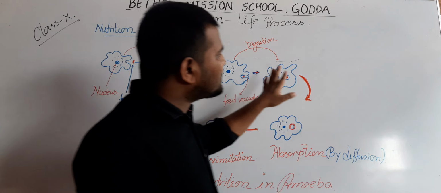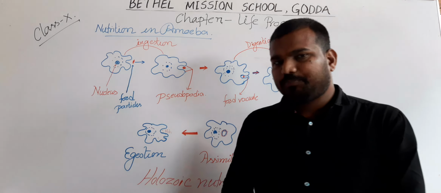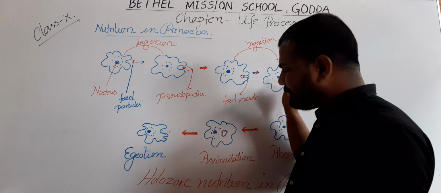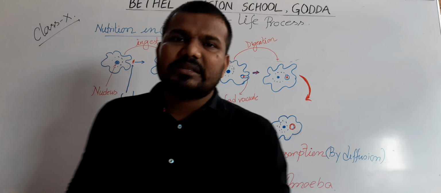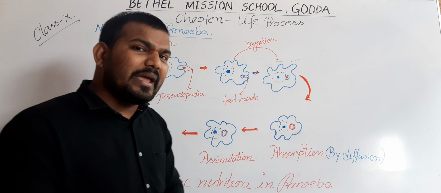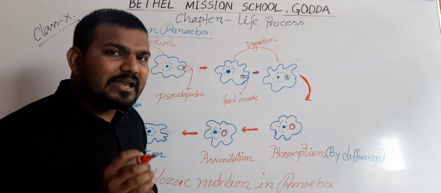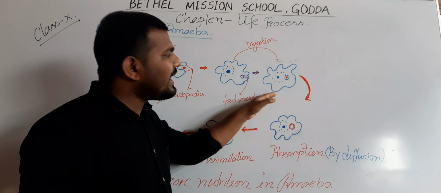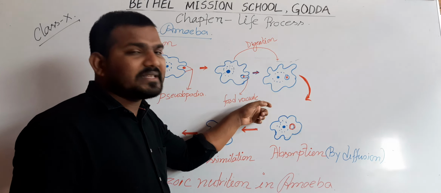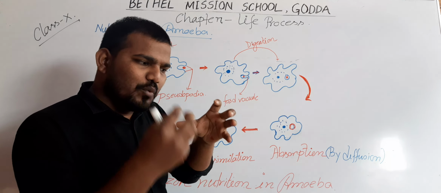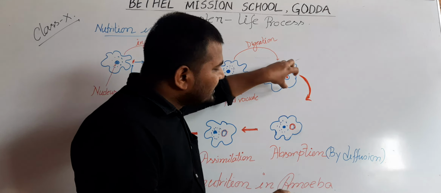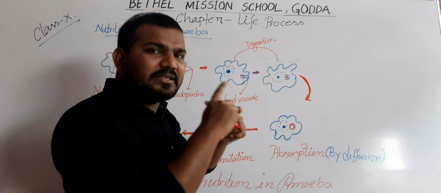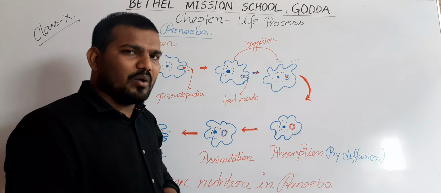Now the food material present within the vacuole is acted on by digestive enzymes. This insoluble, large food material is digested and becomes liquefied and simple, which is known as digestion. So how does the amoeba cell perform digestion? When the food is present within the food vacuoles, by the help of digestive enzymes, these large and insoluble food materials are broken down.